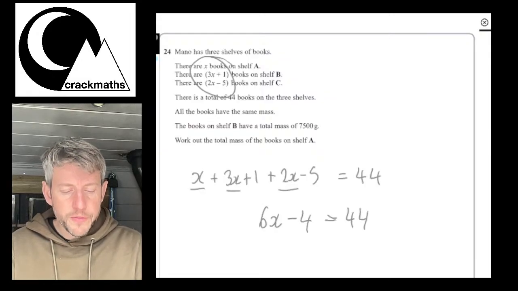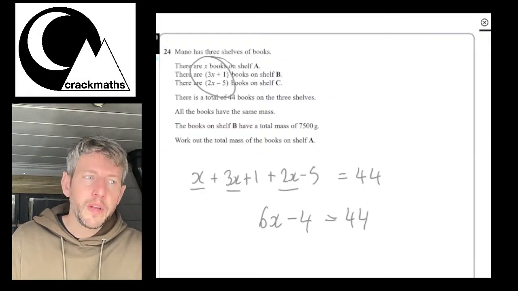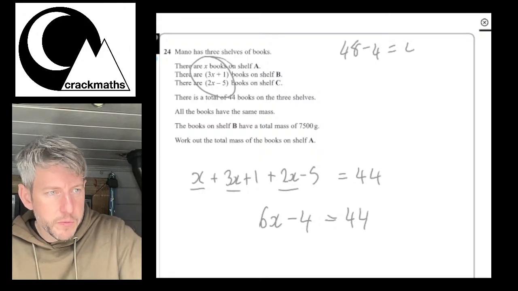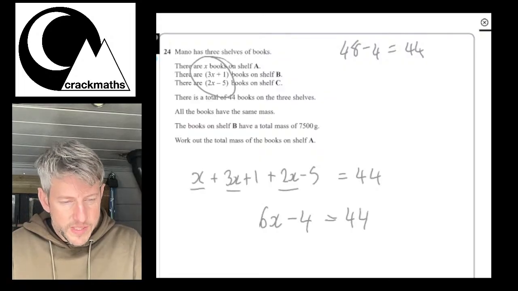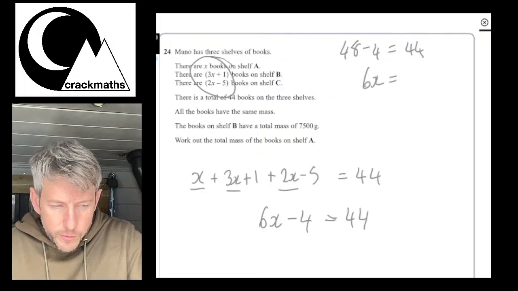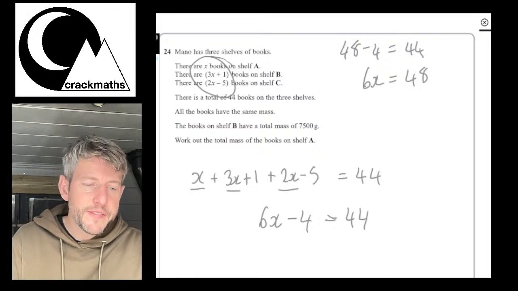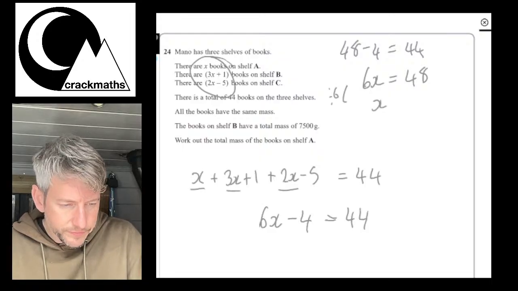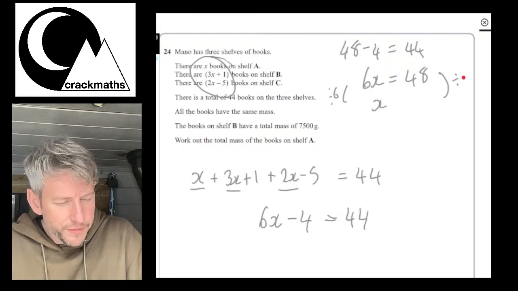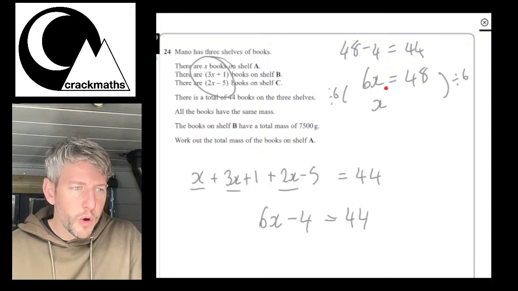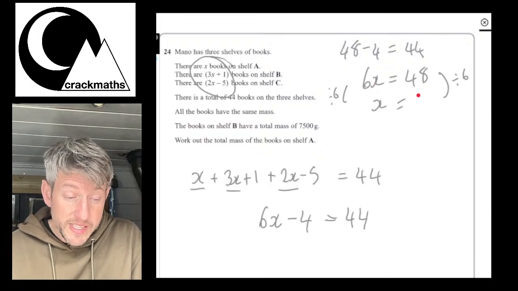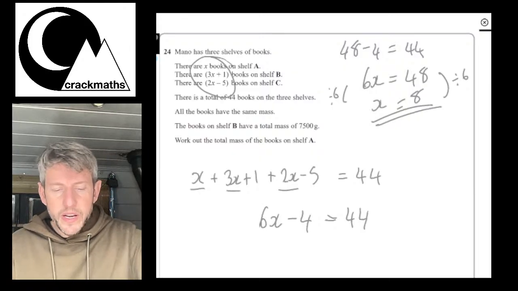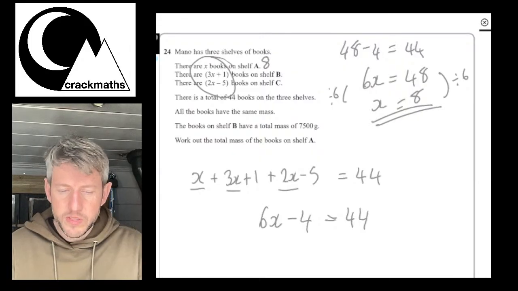Now we've got to think, what number take away 4 equals 44? Well, I know that 48 take away 4 equals 44. So therefore 6x equals 48. If 6x is 48, I can divide both sides by 6, just like we're doing with direct proportion. That gives us 1x, and 48 divided by 6 is 8. So x equals 8. So we know that there are 8 books on shelf A.